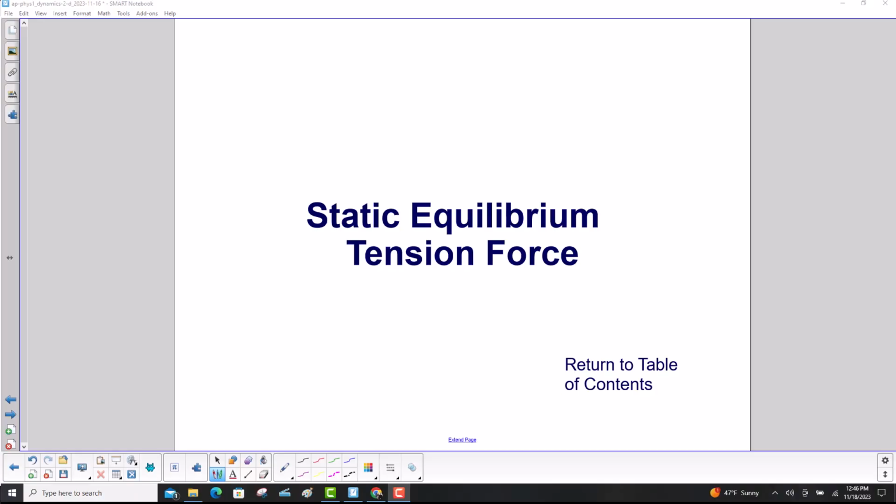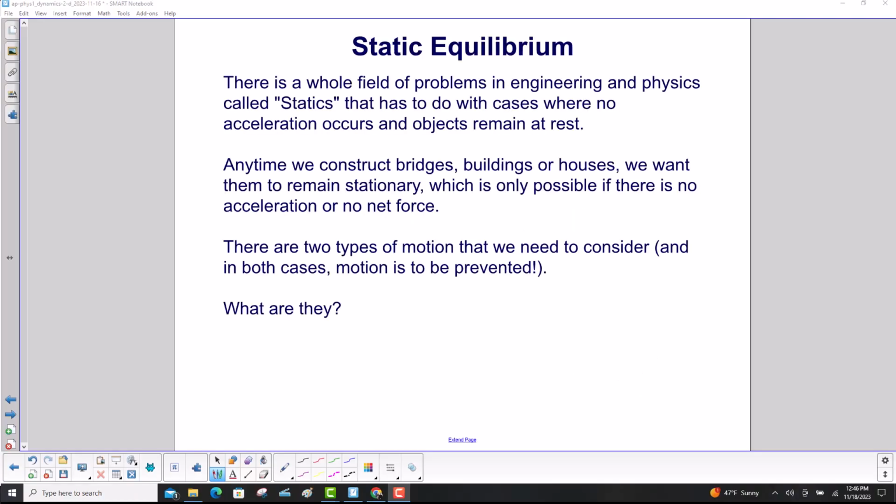Static equilibrium, tension force. There is a whole field of problems in engineering and physics called statics that has to do with cases where no acceleration occurs and objects remain at rest. Anytime we construct bridges, buildings, or houses, we want them to remain stationary, which is only possible if there is no acceleration or no net force.